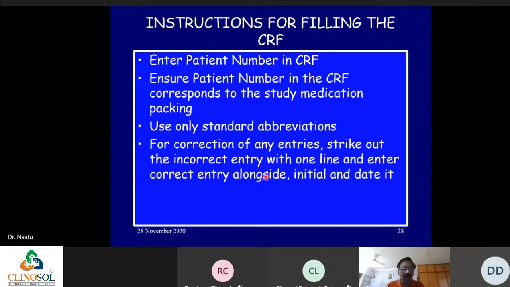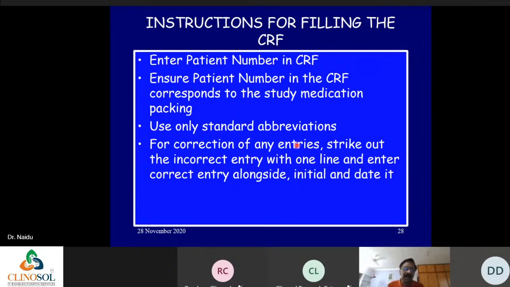This is one of the very important things: you have to use only one line. Suppose you have entered something wrong and you want to correct it, just put only one line, so tomorrow we can say what correction you have done. Put your signature, enter the new corrected entry, put your initials, your name and date. This is very, very important. Many people rub it out, they want to completely hide it so that we are not able to see what was actually corrected. So correction in the case record form is very important, and it has to be done exactly as per the guideline.